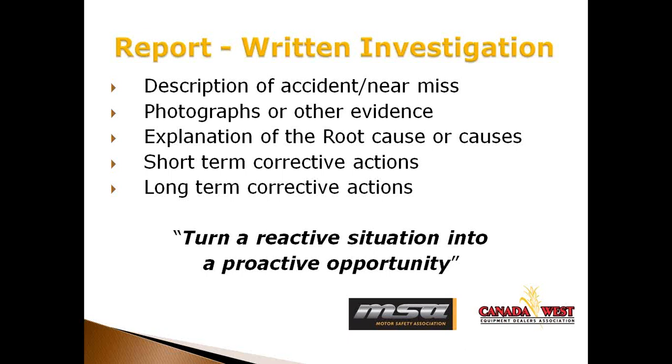A good thing is this quotation: turn a reactive situation into a proactive opportunity. So the reactive situation is the investigation that happened because the incident happened and now we're reacting. But since we've reacted, it gives us a proactive opportunity, because we can look at those root causes and implement corrective actions to address these concerns or root causes so that they can be controlled.